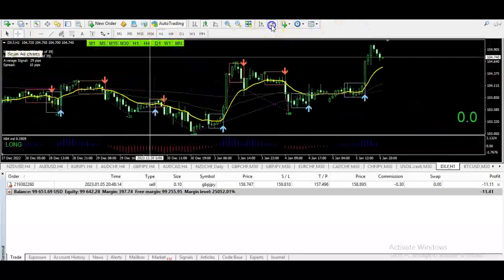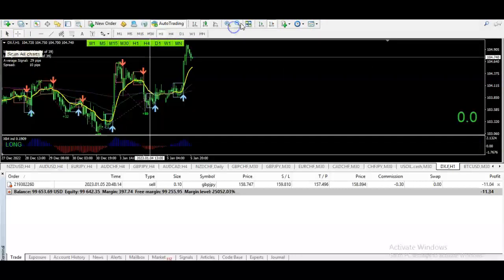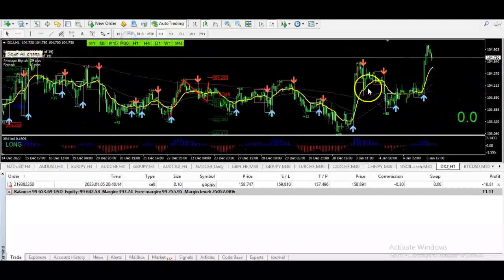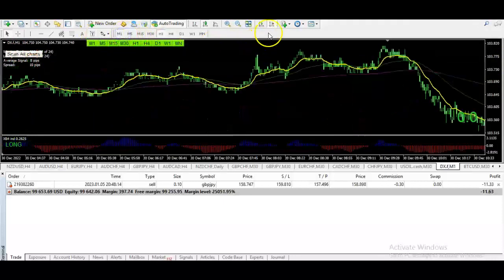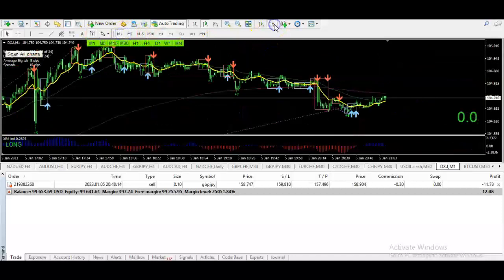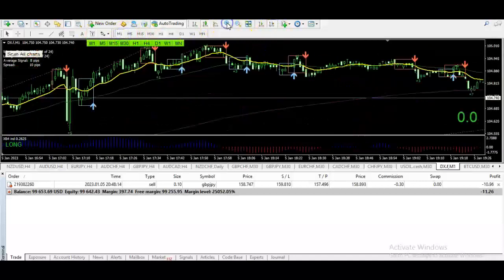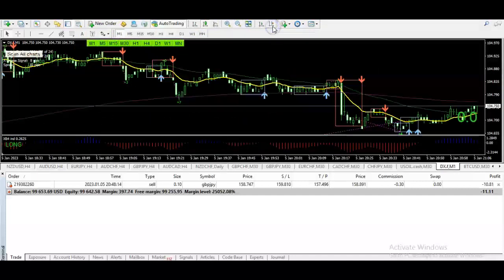So right here, it looks like the bias is going bullish now, right? So if you want to play safe, if you want to drop down to a 1 minute chart, you might want to look for bullish alerts. For example, right here is going up, trying to break the 200.